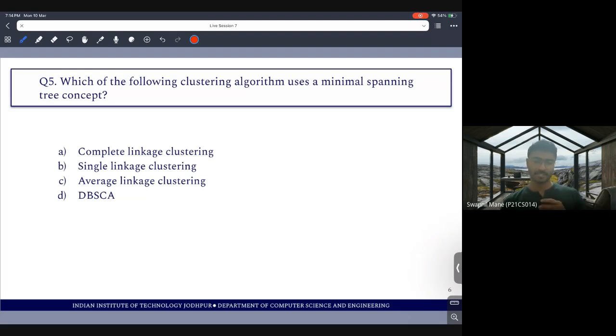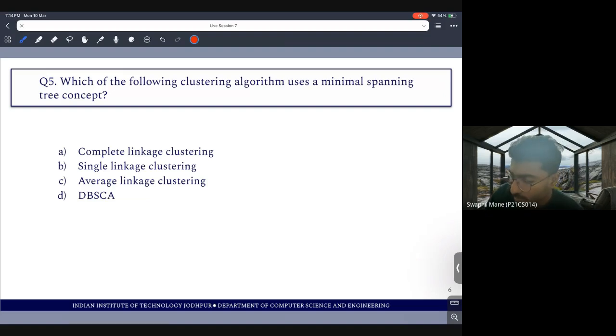Let's see which one it is. Is there any other possible answer for this question other than B? Others can also respond in the chat box. What do you think? Which option is correct?